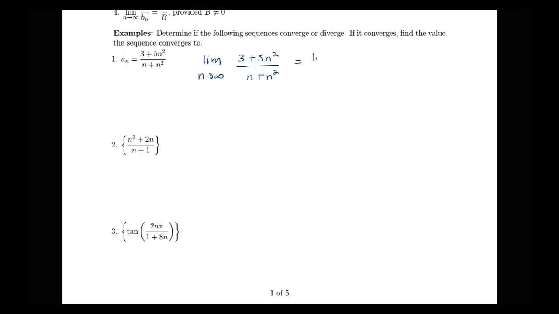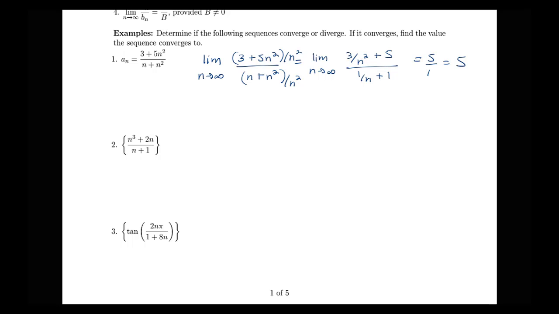So here, since I am doing a limit at infinity, I can use the technique of dividing by the highest power that's in my denominator. So I could divide the numerator and denominator here by n squared. So I have the limit here as n goes to infinity of 3 over n squared plus 5 all over 1 over n plus 1. And then I see that 3 over n squared and 1 over n would be going to 0 as n goes to infinity. So my limit is equal to 5.